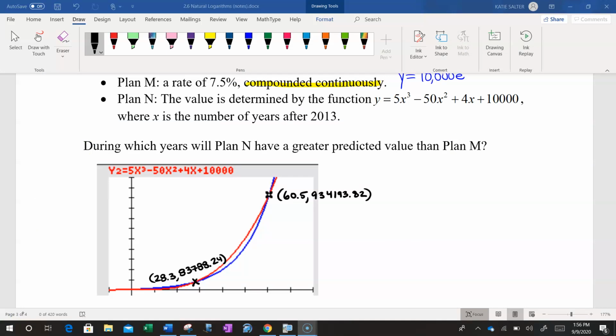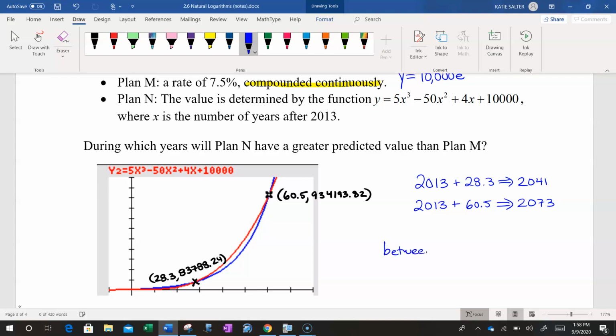To get our final answer, we would add those years to 2013. So if it's been 28.3 years, it would be somewhere 28 years after 2013. So you're going to add that, put us somewhere in the year 2041. And then we're going to say 2013 plus 60 and a half years. And that's going to put us somewhere in the year 2073. So we would say between 2041 and 2073.